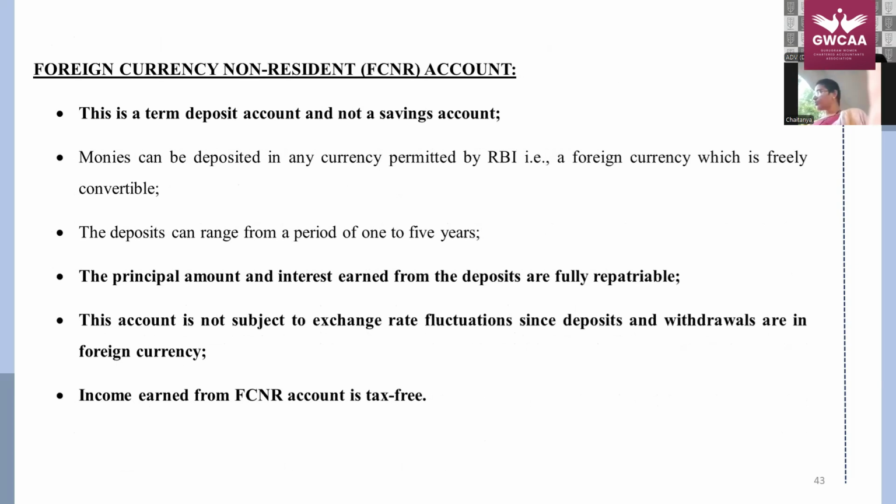So this was the concept. Now, the foreign currency non-resident account. It is a term deposit account and not a savings account. The principal and interest will be repatriable. Then the special non-resident rupee account, escrow account.